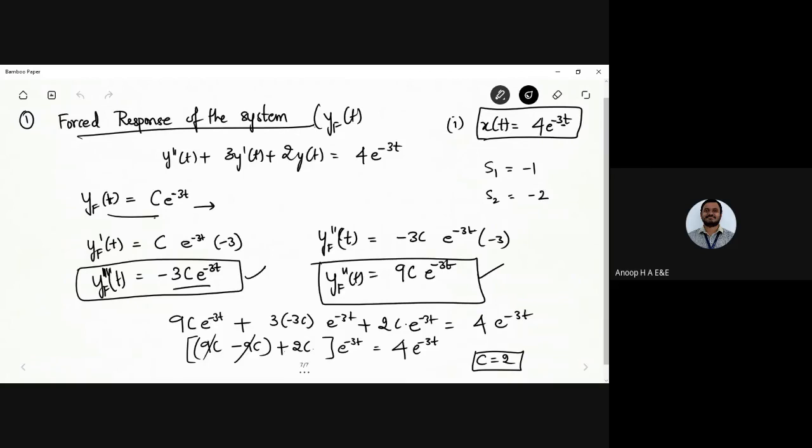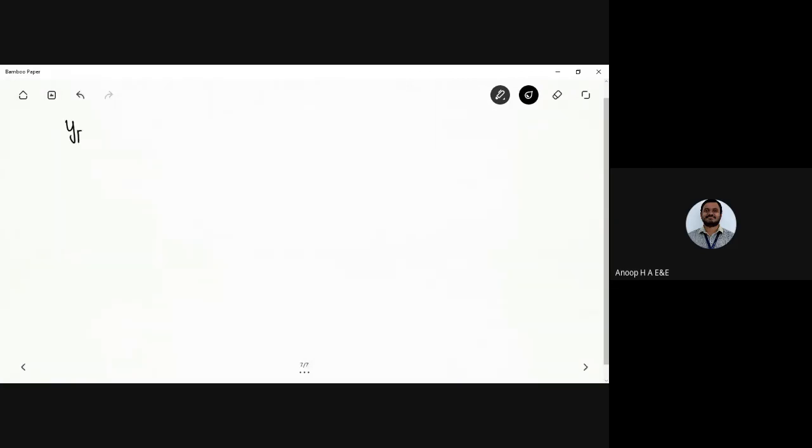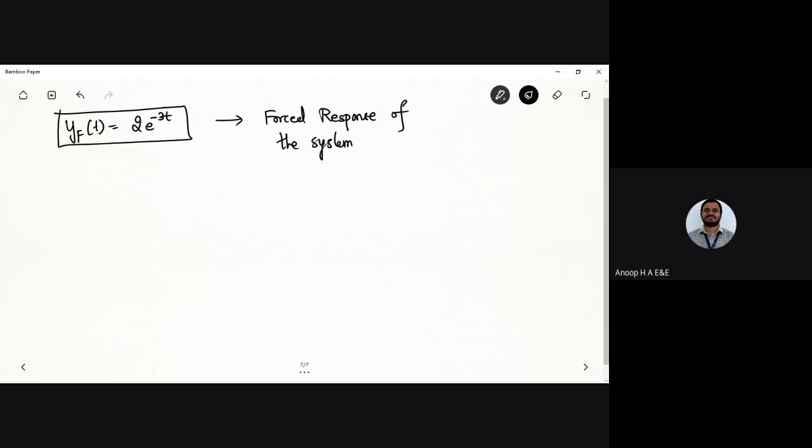So what is the forced response? How can you find out the forced response? You can find it as 2 e power minus 3t. So yf(t) is equal to 2 times e power minus 3t. That is the forced response of the system.